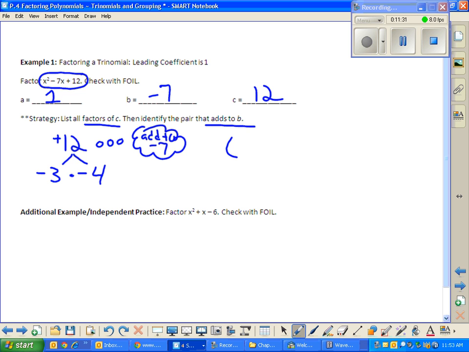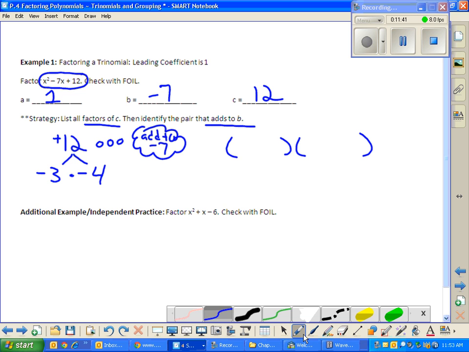Well, you know that ultimately we're trying to fill in two sets of parentheses. We're trying to fill in two binomials. So what I have to ask myself specifically to get what's in these first positions in my parentheses is what multiplies to give me x squared? Well, that's real simple because we did that yesterday. Things that multiply to give you x squared would just be x and x.